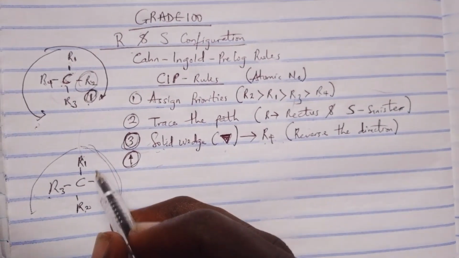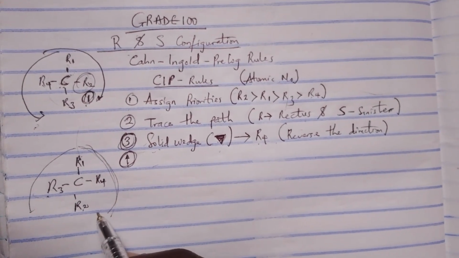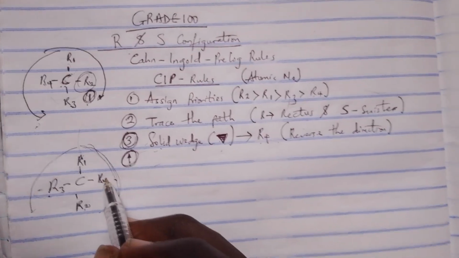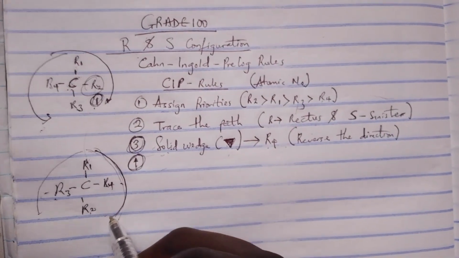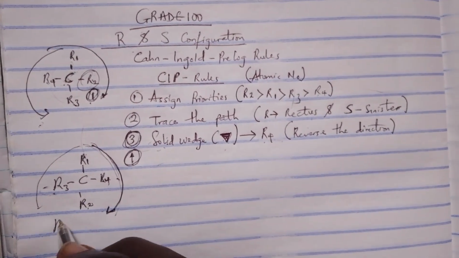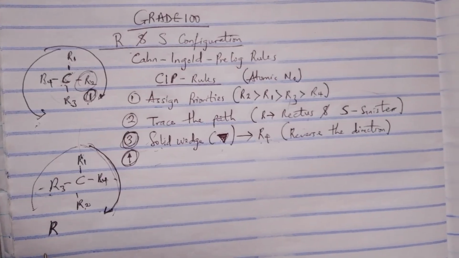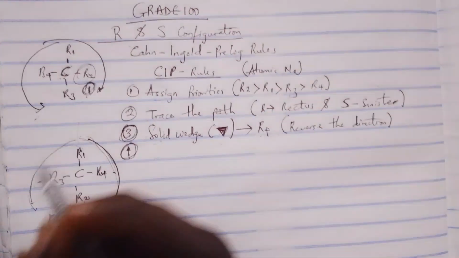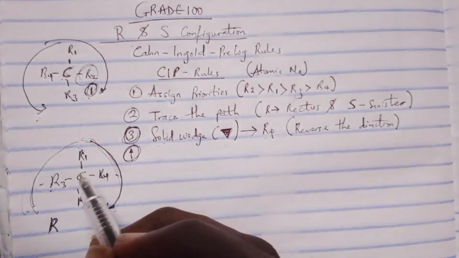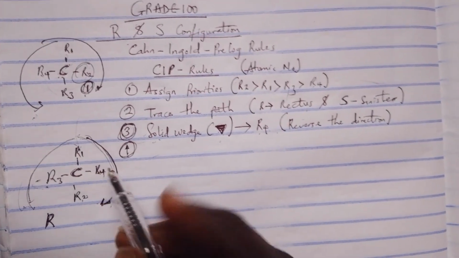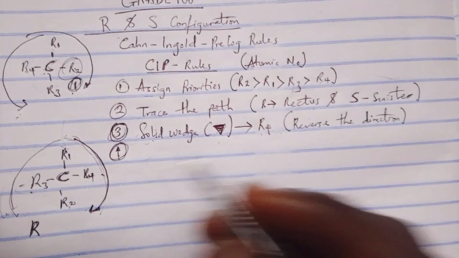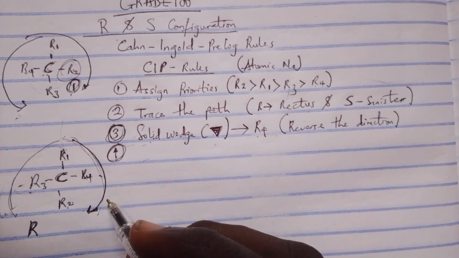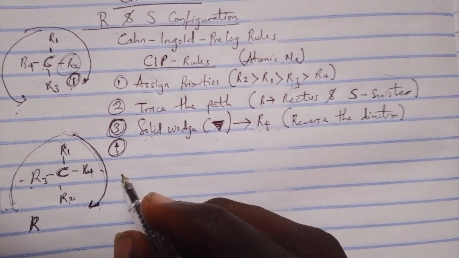Now the rule says that you go through the one with the highest number. Between 3 and 4, 4 is the highest number there, so you trace your path like this. Hence this will be what? R configuration. So that's just the concept. So it will be R configuration. If you trace it the other way, it will be S, but the rule said that you go through the one with the what? Highest number. Now let's look at an example for us to be very good at naming this.